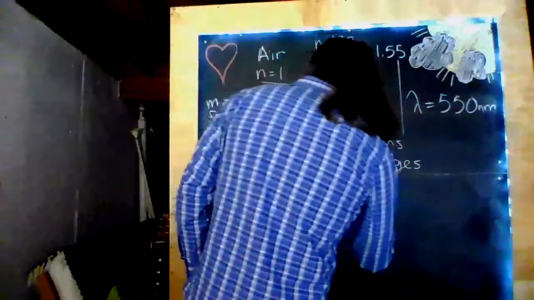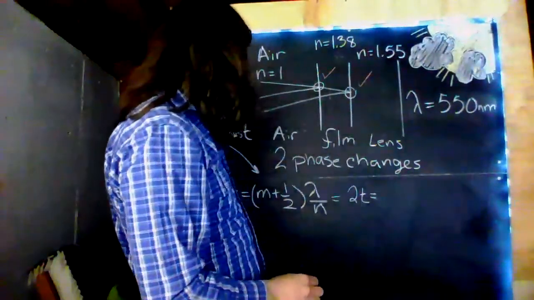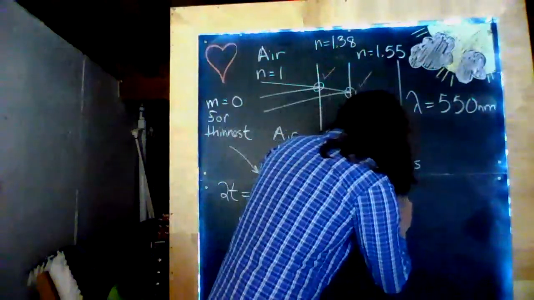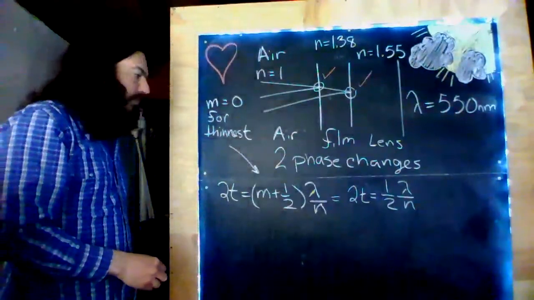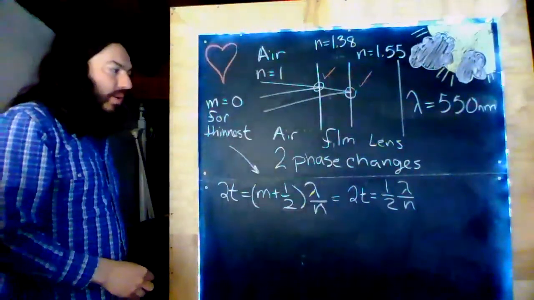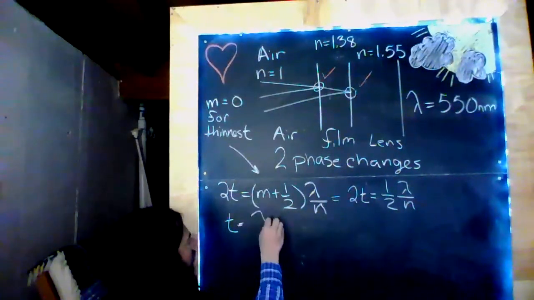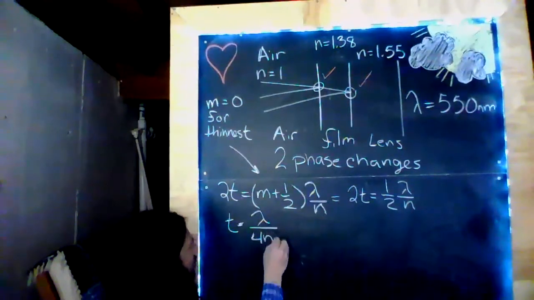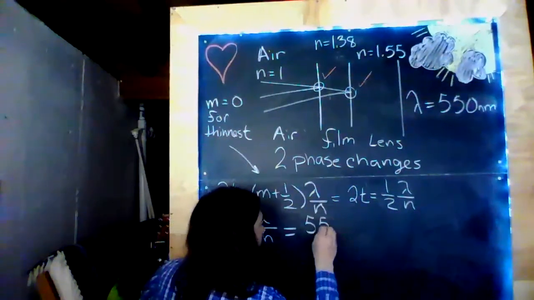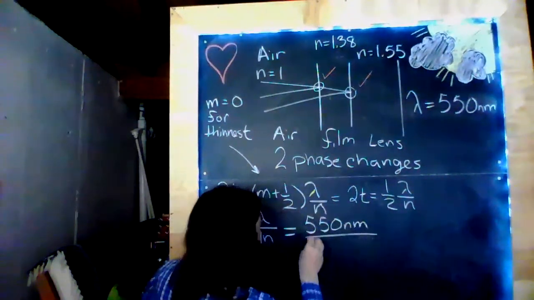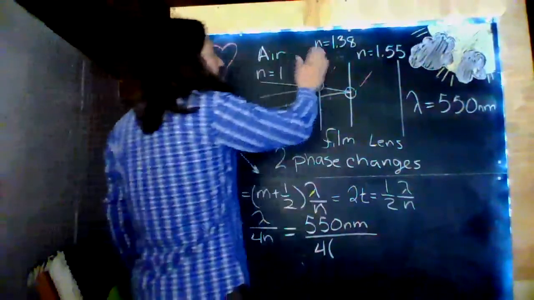Which means that we end up with 2t equals 1/2 lambda over n. And so now we can solve for t, and we get lambda over 4n, and now I can plug in. Now, which of our n's are we going to use here? Because as you can see, we've got 3 different n's.